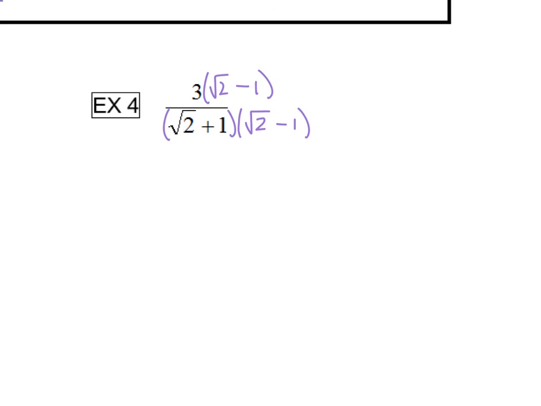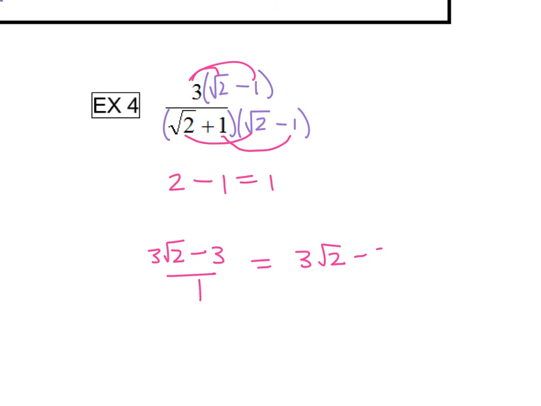When we multiply out the denominator, remember the outside and inside terms will automatically cancel, so we just multiply the first terms. Square root of 2 times square root of 2 is 2, and it will be a minus, and then multiply the last terms, 2 minus 1. So we will have a 1 in our denominator. The numerator, we're going to distribute that 3, so we have 3 square roots of 2, and then 3 times a negative 1 is minus 3. And all of that divided by 1 is just 3 square root of 2 minus 3.